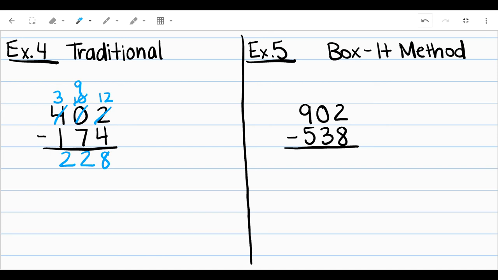All right, I want to do one more example with you today, and we're going to use the box it method. So when I'm looking at 902 minus 538, I start in my ones column, and I have 2 minus 8. Well, there's more on the floor because 8 is bigger than 2, so I have to go next door. And I'm going to box my hundreds place and my tens place together, and I'm just going to take away from that. So I'm going to take 1 away from 90, and 1 less than 90 is 89.